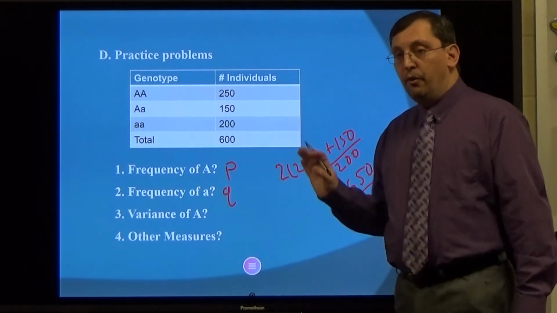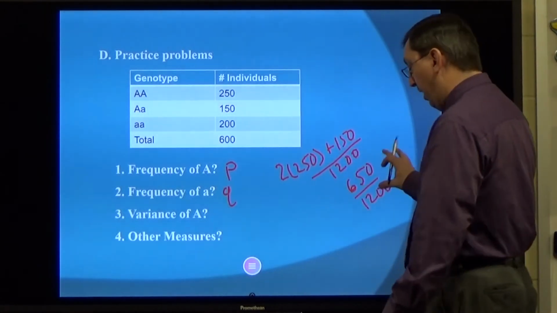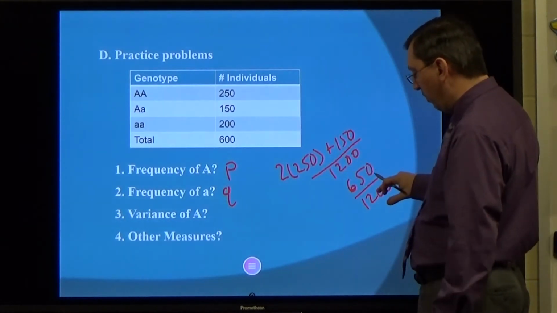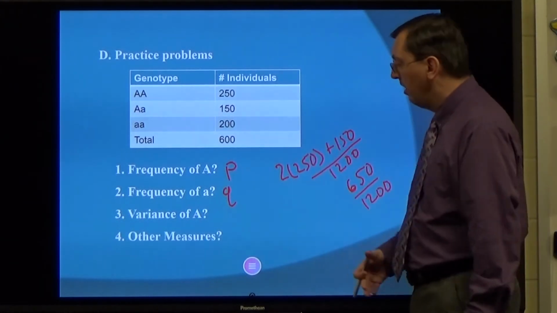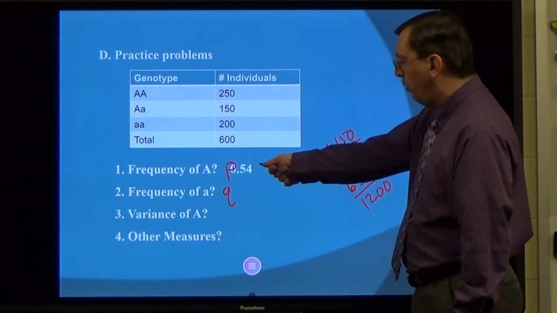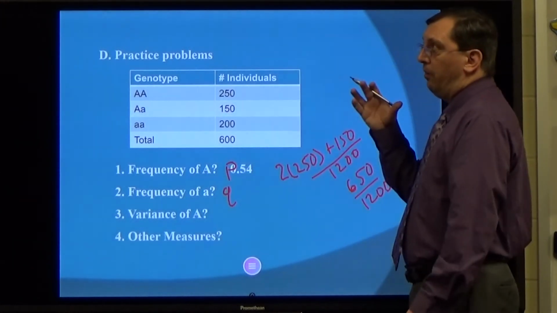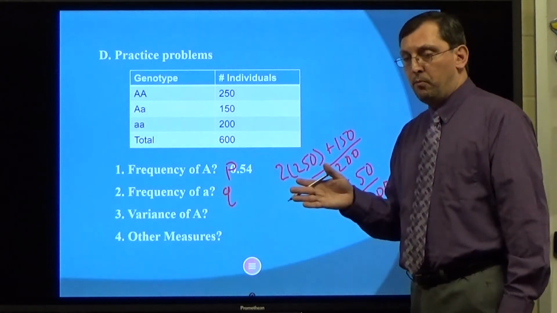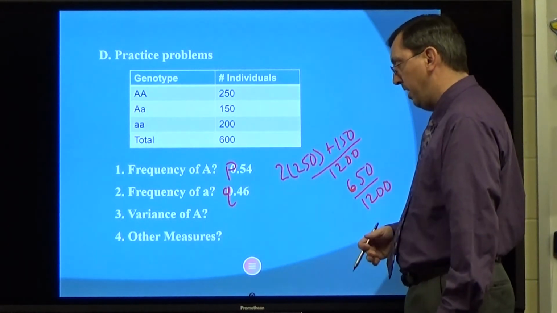Well, those numbers I can figure out pretty straightforward. I can use a calculator to figure it out. I know it just passed 50%, obviously, because 600 out of 1200 would be 50%. So it's just slightly past it. In this case, it happens to be 0.54. Well, if P is 0.54, then Q is easy enough to figure out because it's just 1 minus 0.54, which is going to be 0.46.